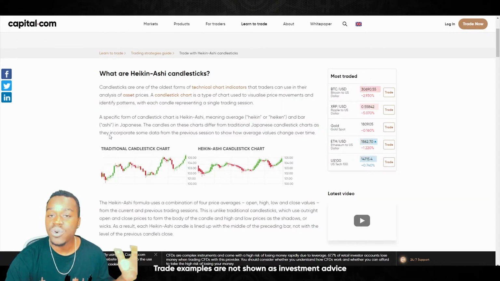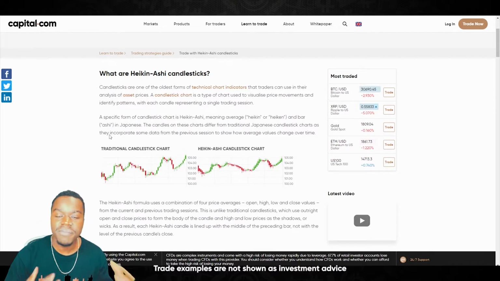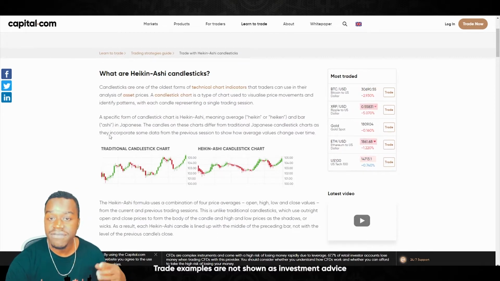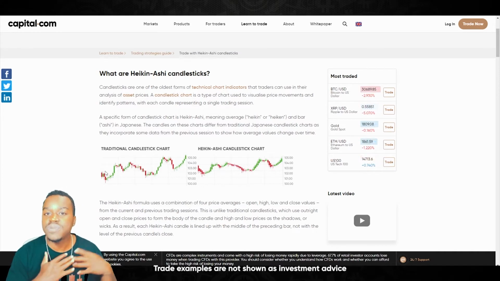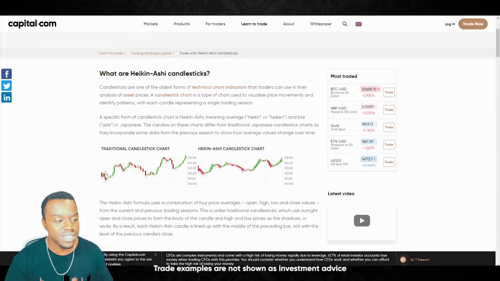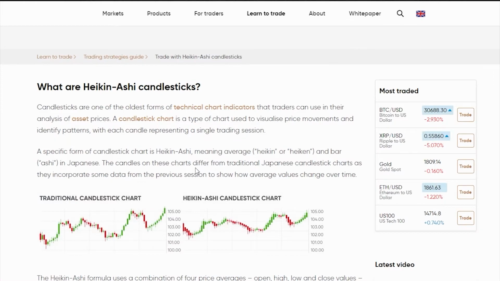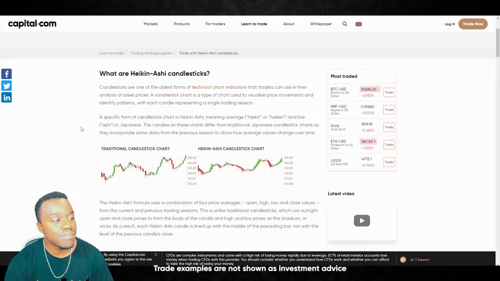They are one of the oldest forms of technical analysis. They are better for identifying patterns and visible price movements versus just identifying one session, because they do use multiple data points to calculate the next candlestick. And the term Heikin Ashi does mean average and bar, which is Ashi in Japanese.